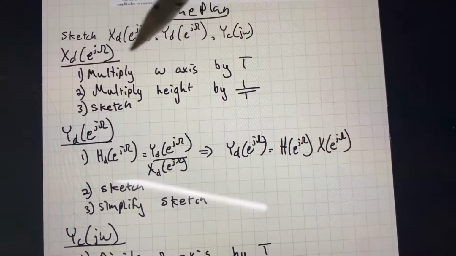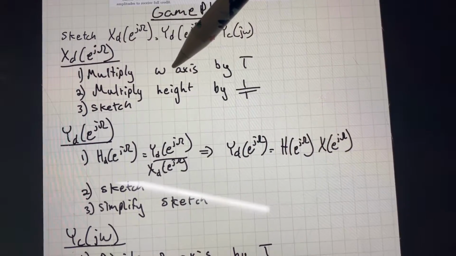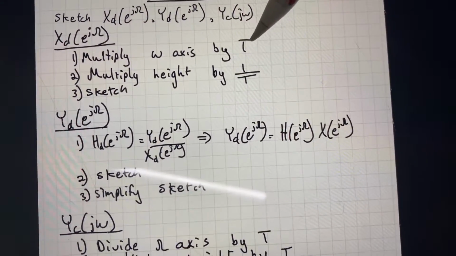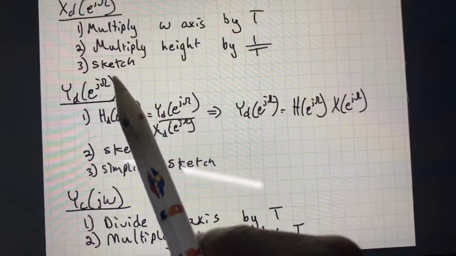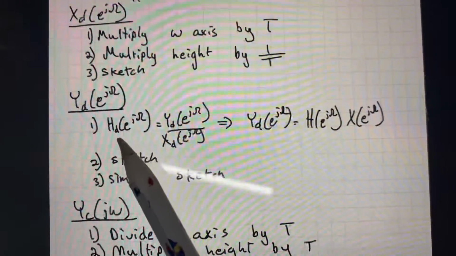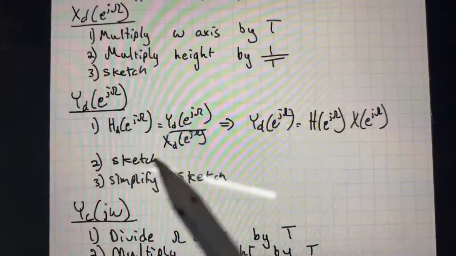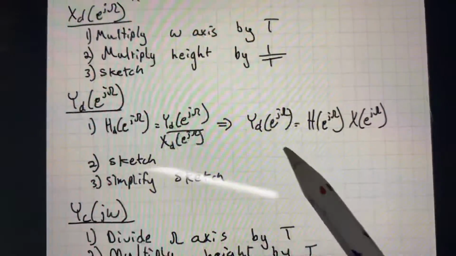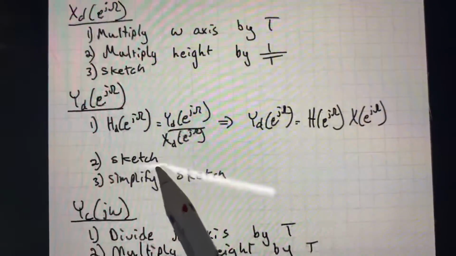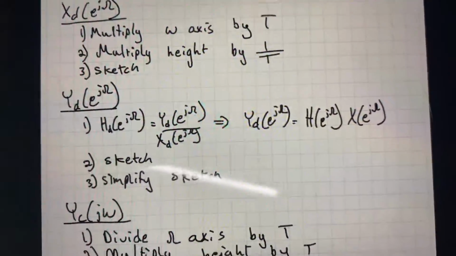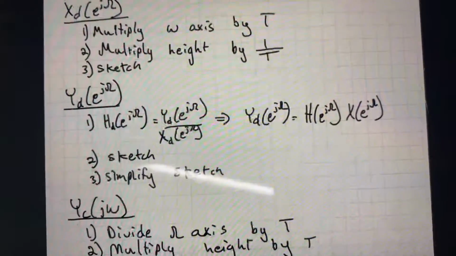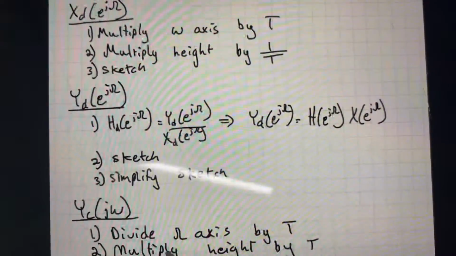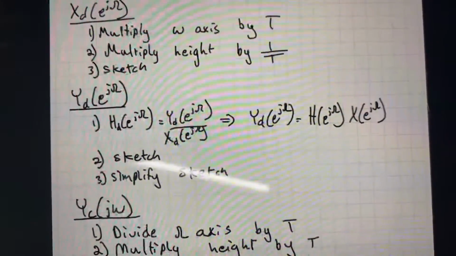In order to get x sub d, we're going to multiply the omega axis by our period, which is T, and then to get the new height we've got to multiply it by 1 over T, and then we're going to sketch it. For y sub d, since we know our impulse response, all we can do is rewrite our equations to solve for y sub d, and then we are going to sketch it and simplify that sketch. For y sub c, all we're doing is returning back to our omega, so we're going to divide our axis by T and still multiply our height by T, which is our period.